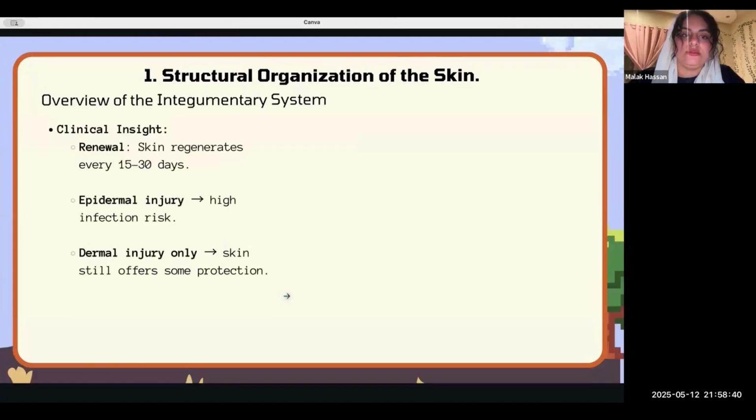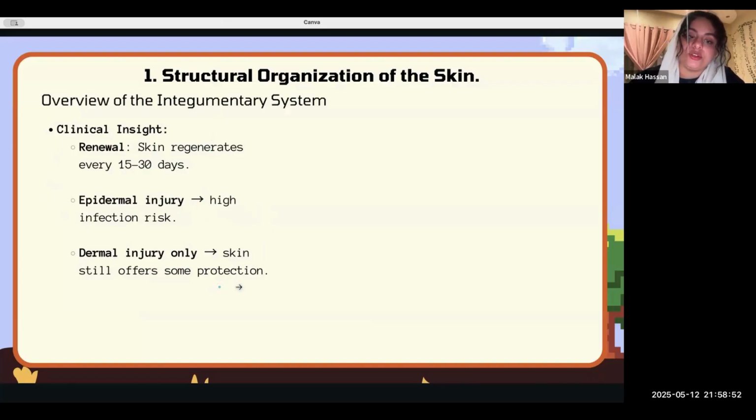Now let's get into the real stuff. Before we get into the real stuff, skin regenerates every 15 to 30 days. And if you have injury in the epidermis, then you have a high risk of infection. And if you have dermal injury only, then the skin still offers some protection. So for example, if you have a second-degree burn.